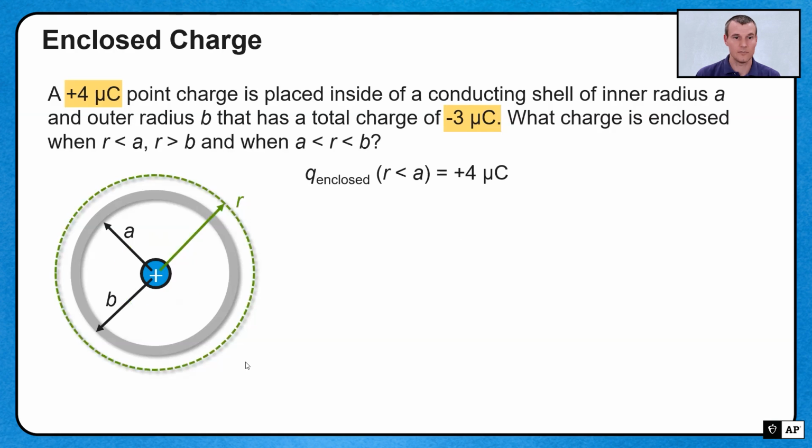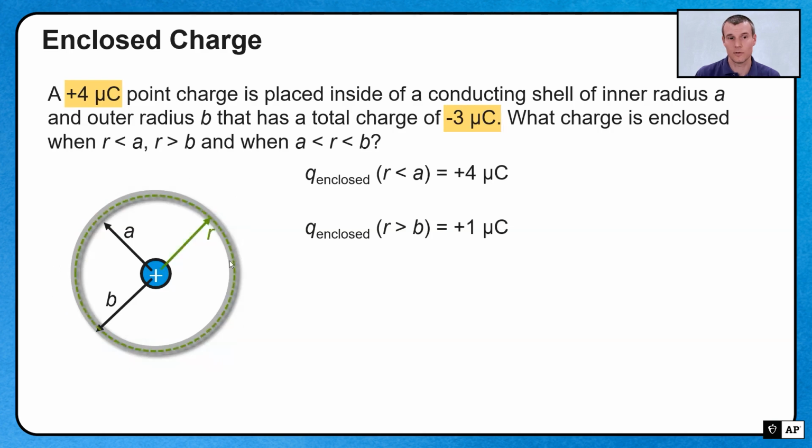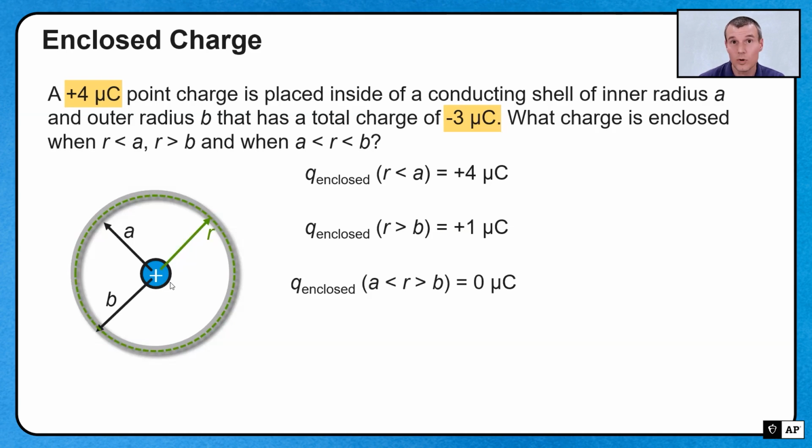If I go outside of it to this region here, I'm going to have +1. Why? Well, because it encloses all the positive 4 and the negative 3. So that's the total charge enclosed. And here might be a little tricky one. What about inside this conducting shell? Yes, it would just be 0.